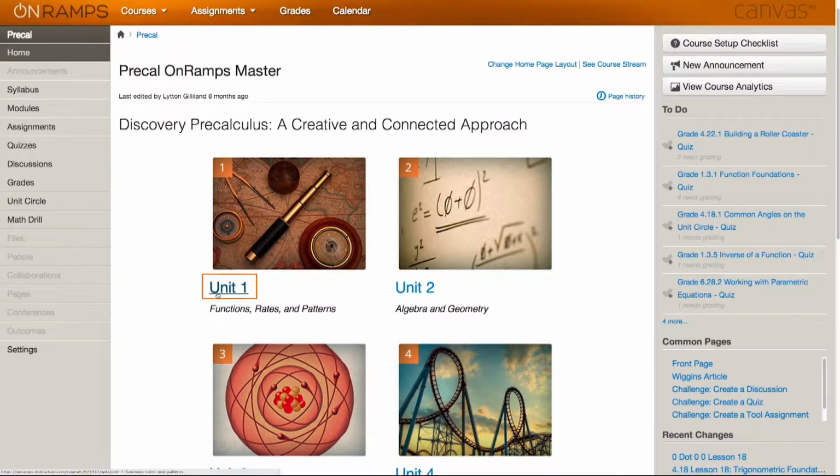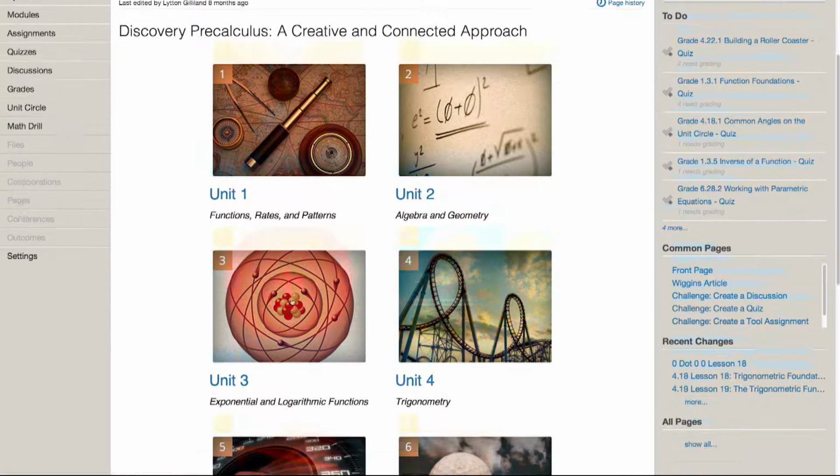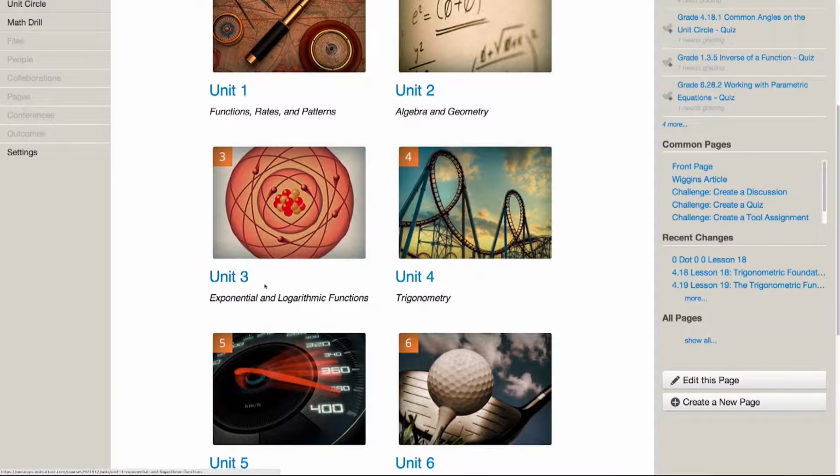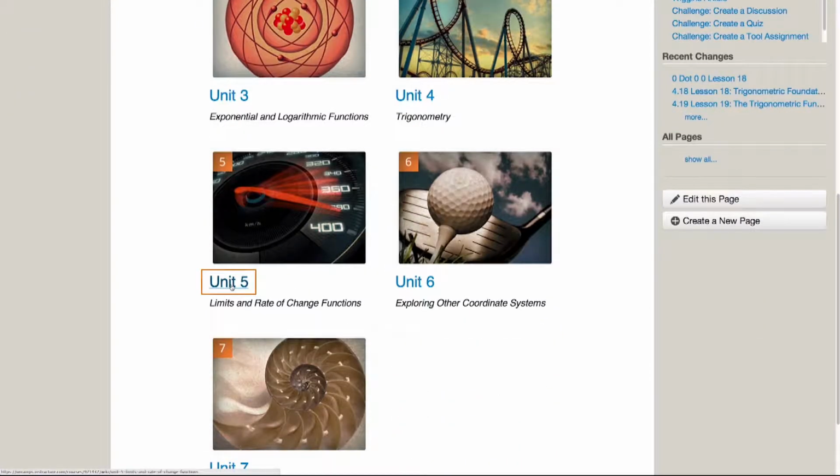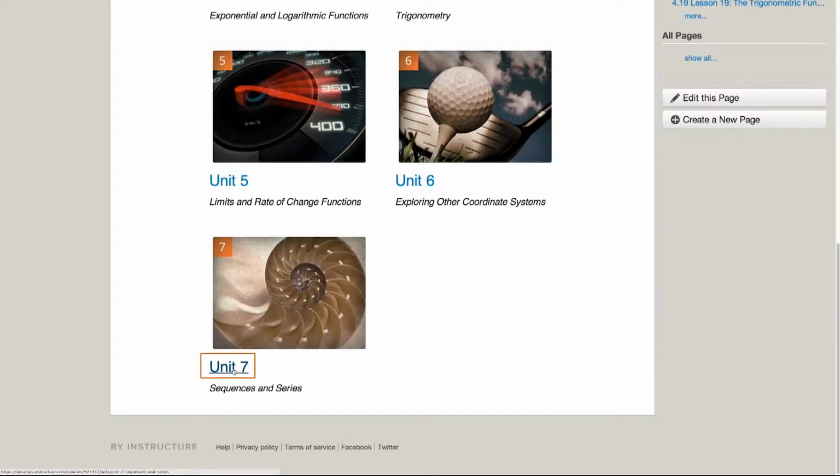Unit 1, Functions, Rates, and Patterns. Unit 2, Algebra and Geometry. Unit 3, Exponential and Logarithmic Functions. Unit 4, Trigonometry. Unit 5, Limits and Rate of Change Functions. Unit 6, Exploring Other Coordinate Systems. Unit 7, Sequences and Series.